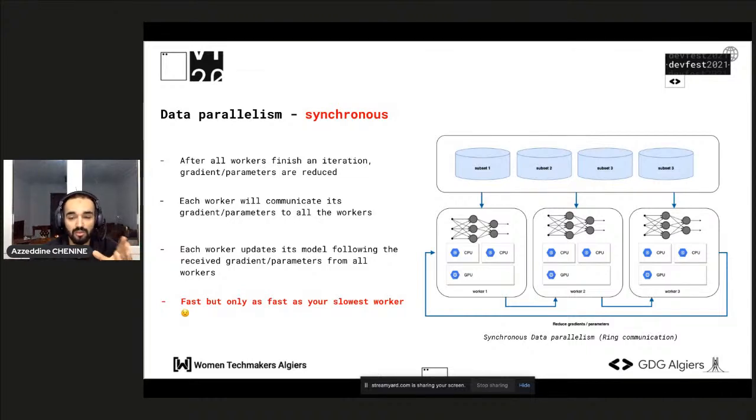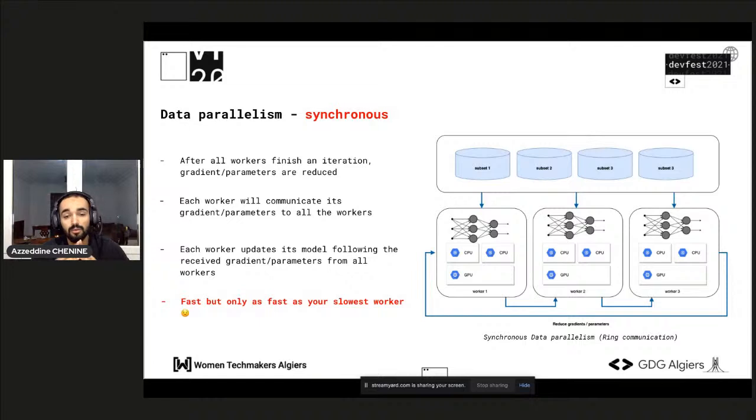After all workers finish an iteration, the gradient or the parameters are reduced in a way that each worker communicates its results to all the other workers. So when a worker finishes its one iteration, it will wait until the others finish their iterations and receive the results, which will be aggregated. For example, you take the mean of the gradient of all the workers, and you sync your model according to these results. This is feasible and implemented in many machine learning libraries, including TensorFlow. They have their own communication, which is similar to the ring communication, because you are basically having a ring of nodes that are communicating with each other.